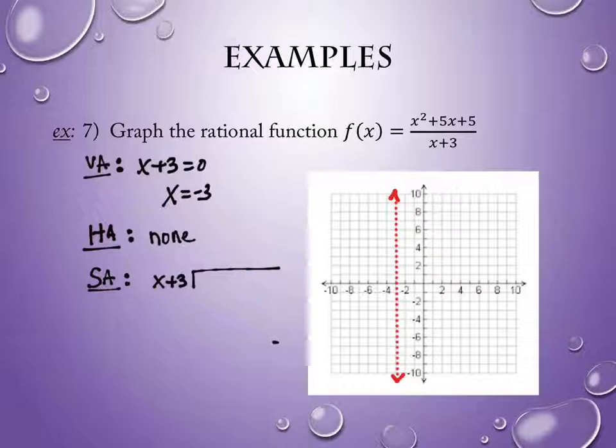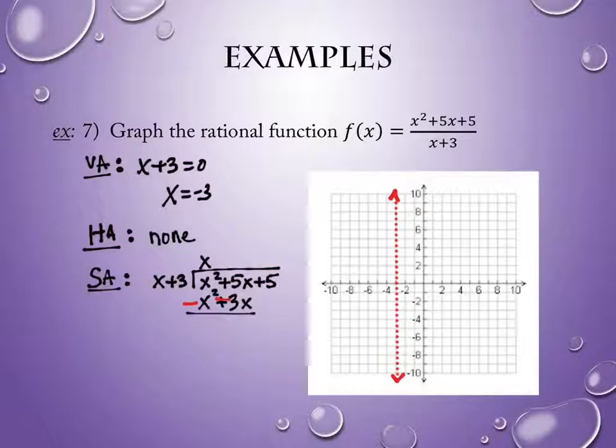We divide the top by the bottom. The top was x squared plus 5x plus 5. And divide by the bottom, which is x plus 3. Okay. What do I have to multiply x by to get x squared? X. So I'm going to write an x up here, and I'm going to multiply. X times x is x squared. And then x times 3 is 3x. After I multiply, I subtract, and subtract means I change the signs.